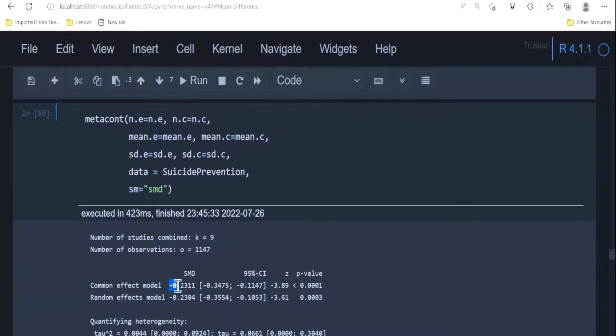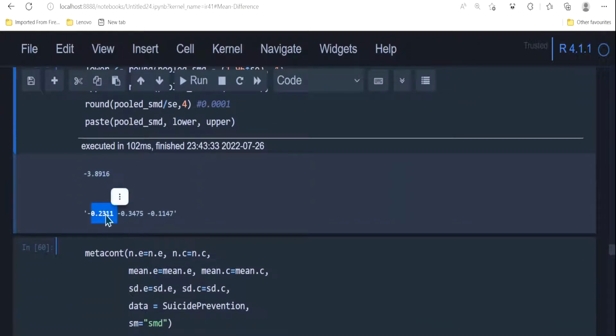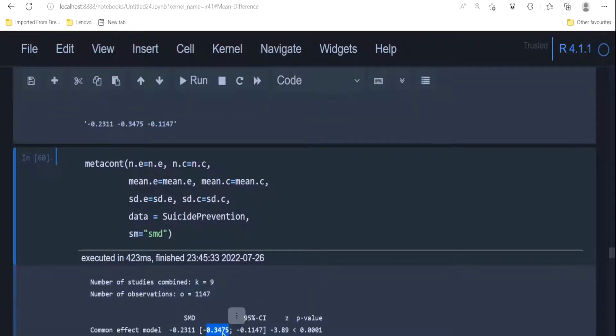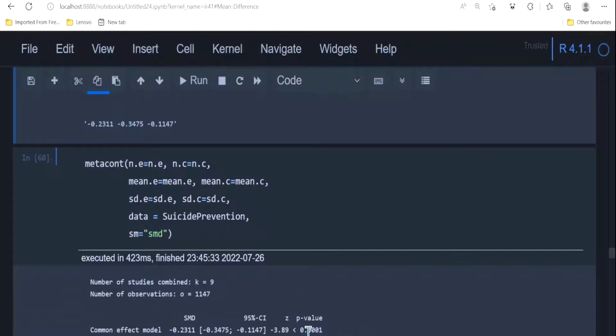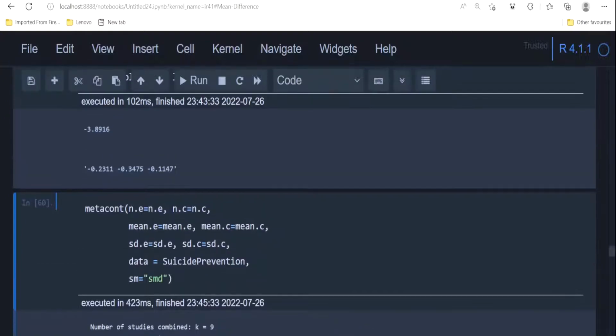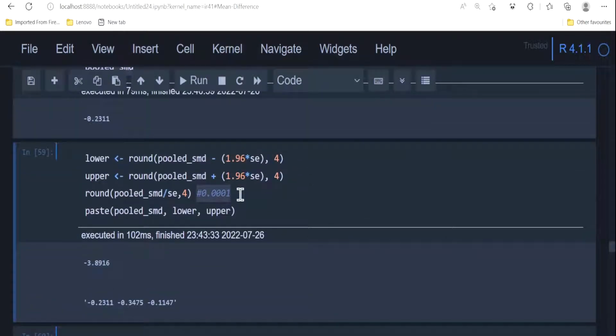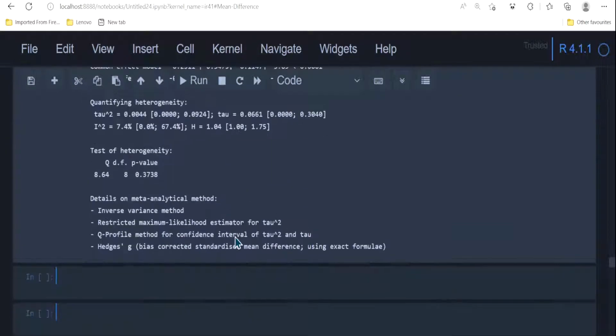And bingo. It's minus 0.2311, which is what we calculated here. Minus 0.3475 is the lower bound, what we calculated here again, and minus 0.1147, again what we calculated. And if we want the z-stat, minus 3.89, minus 3.819 to be exact, and the p-value is exactly as we calculated, 0.001, 3 zeros. So that's exactly how we calculated it.